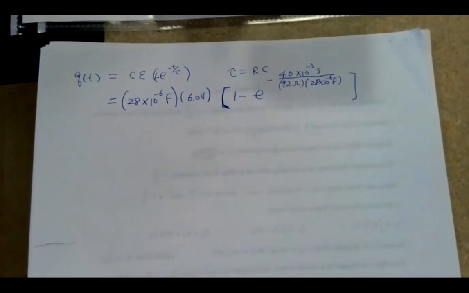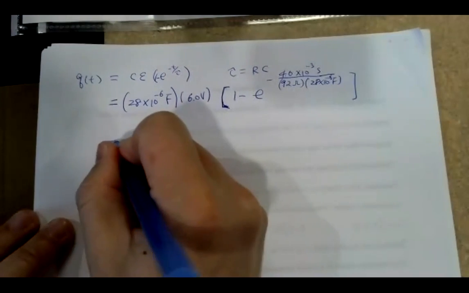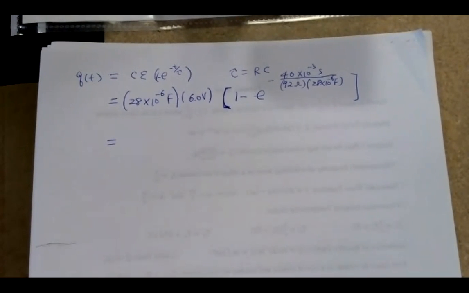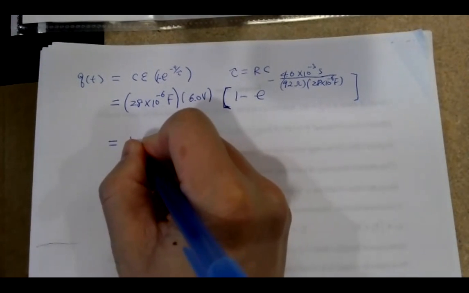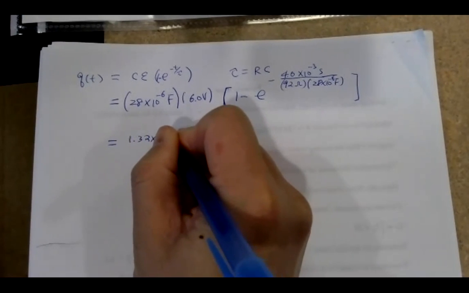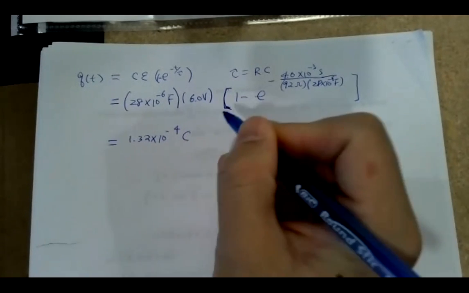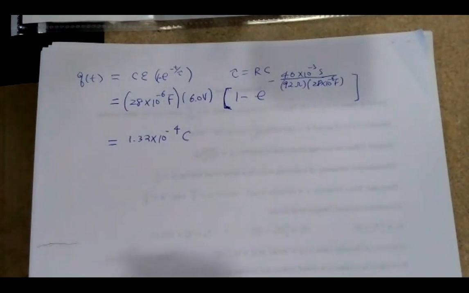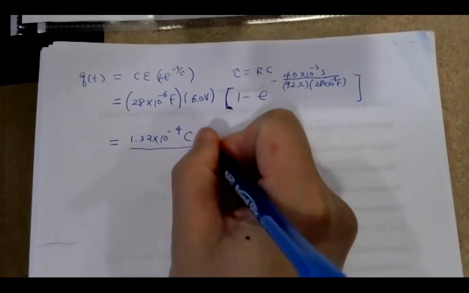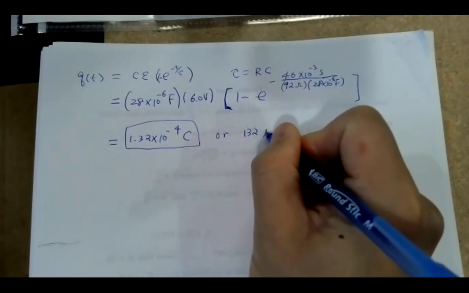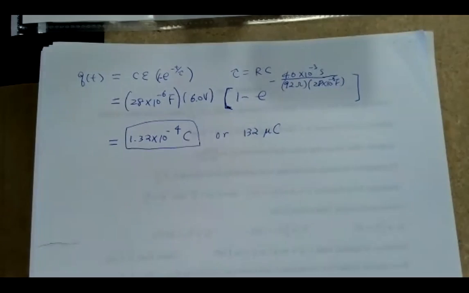And you probably want to be careful when you plug those numbers into your calculators. So at the end this would be 1.32 times 10 to the minus 4 coulombs of charge, or you can say it's 132 microcoulombs, if you move twice over, then minus 6.